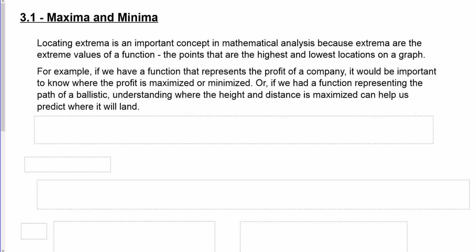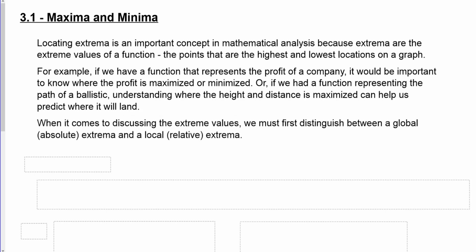And for example, if we have a function that represents the profit of a company, it would be important to know where the profit is maximized or minimized. Or if we had a function representing the path of a ballistic, understanding where the height and distance is maximized can help us predict where it would land.